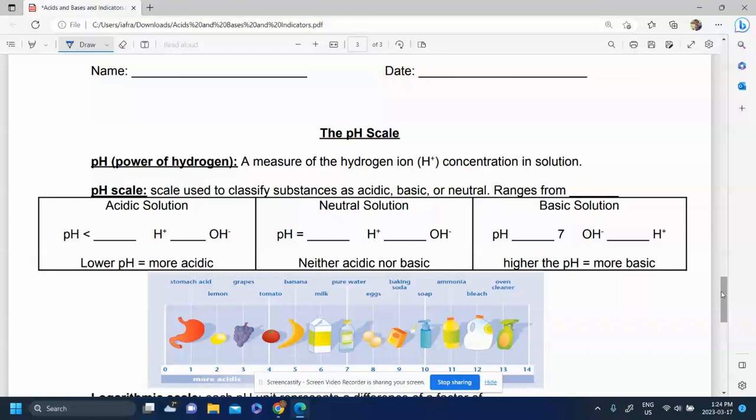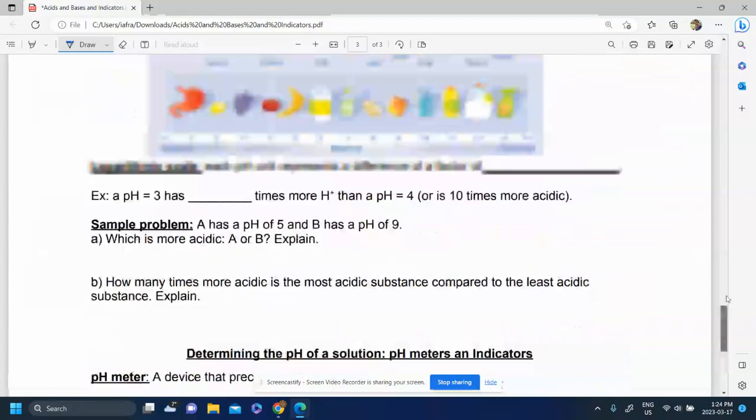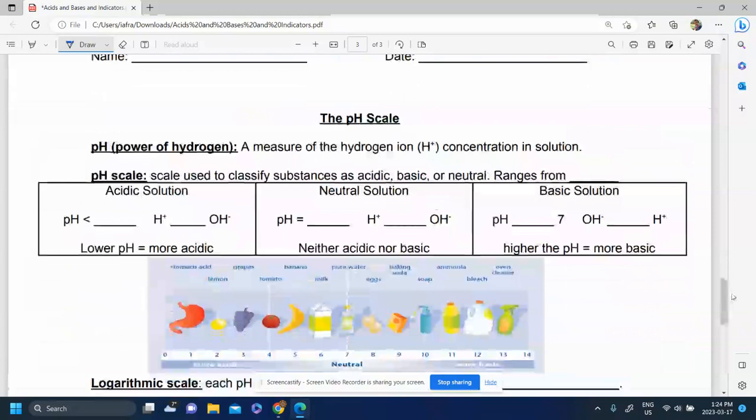In this video, we're going to learn about the pH scale and indicators. The pH scale is a way to give you a measure of how acidic or basic something is. And the way we measure that is by looking at the amount or concentration of the hydrogen or hydronium ion, in other words, the H+. So we use a pH scale to basically tell us if something is acidic, basic, or neutral.